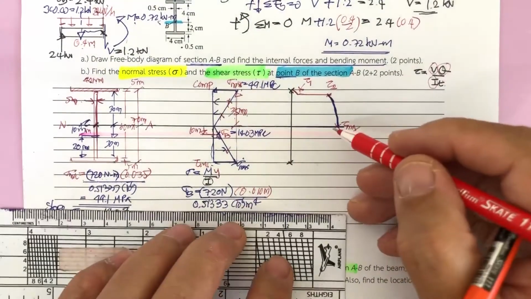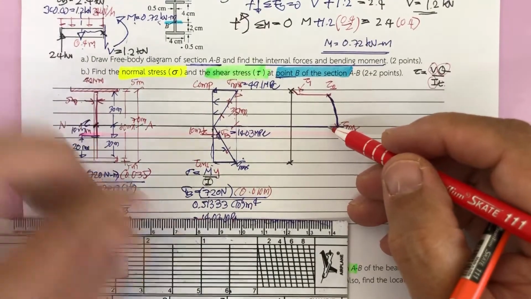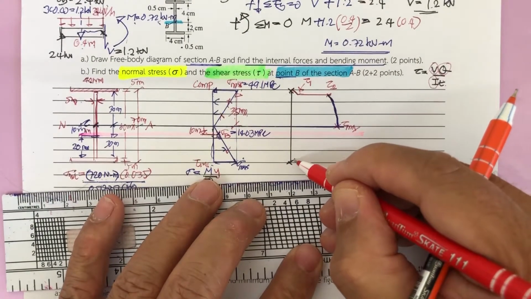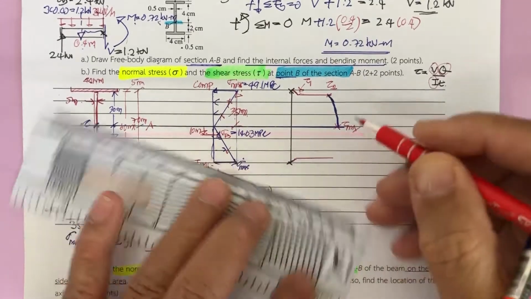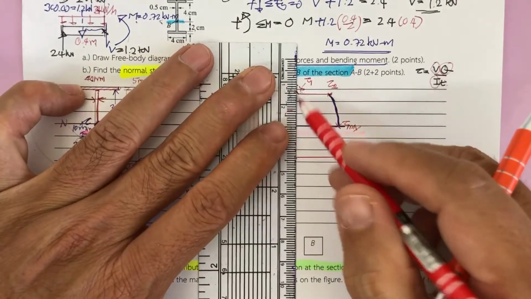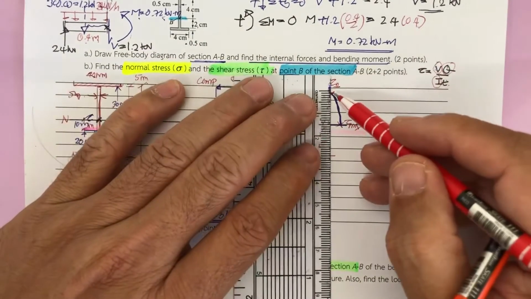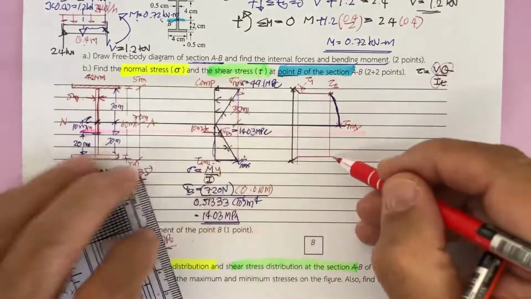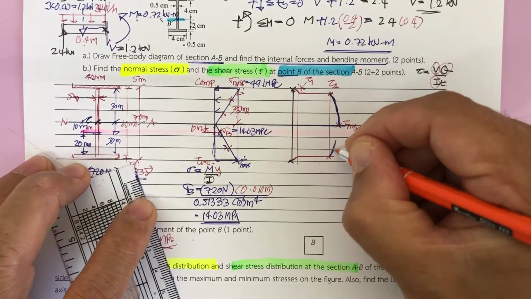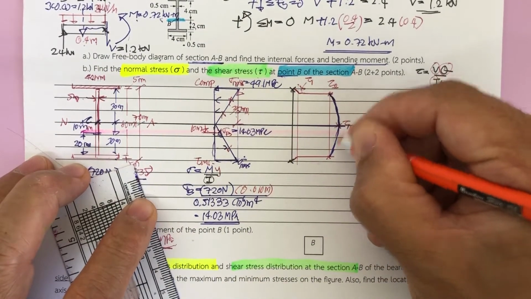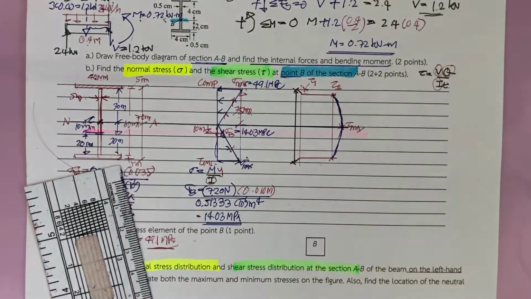Again, due to the symmetry of the section, the top portion and the bottom portion have the same stress distribution. So tau 1 must be equal, and tau 2 must be equal. And then in the other portion, we will have this in a curve, in the parabolic shape.